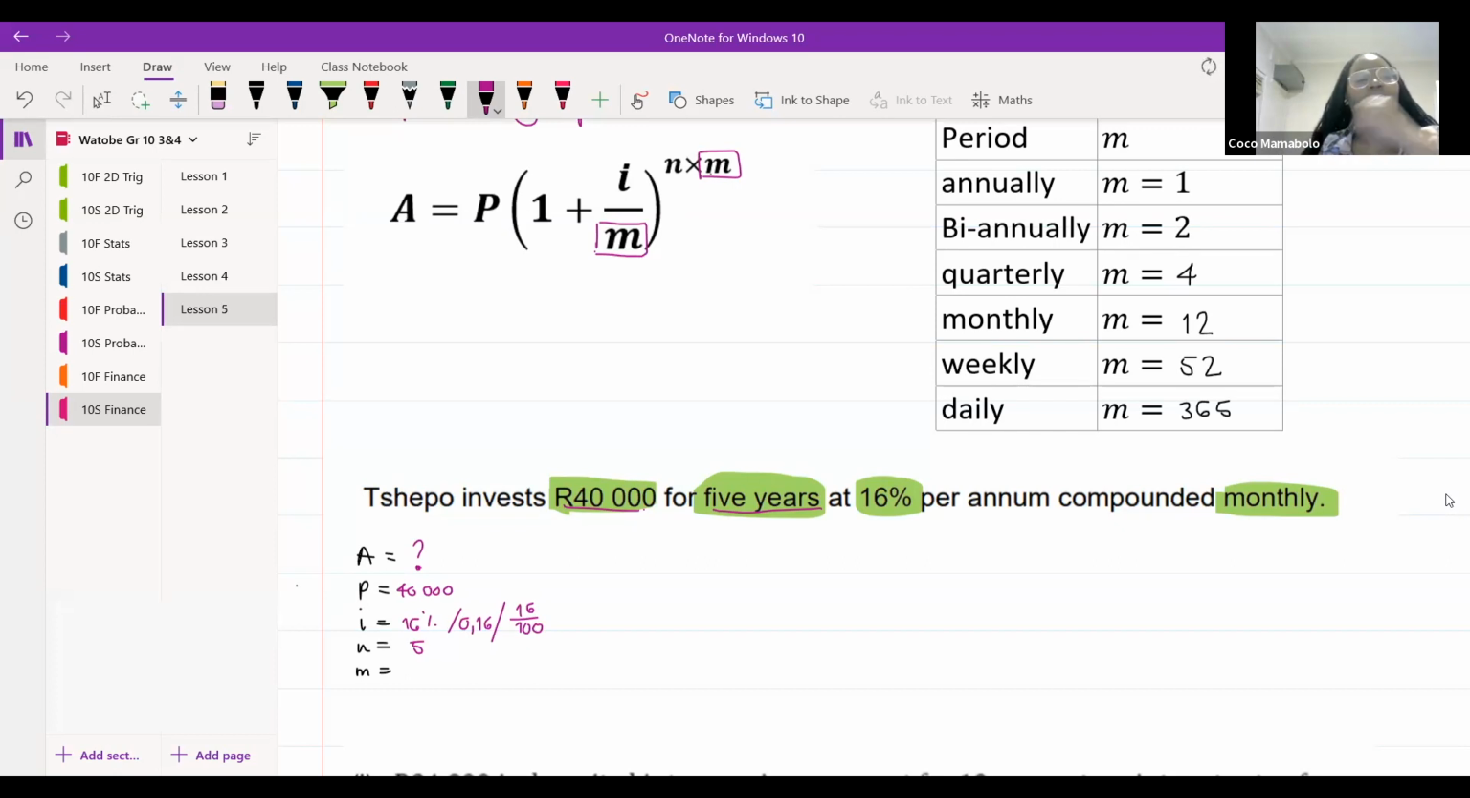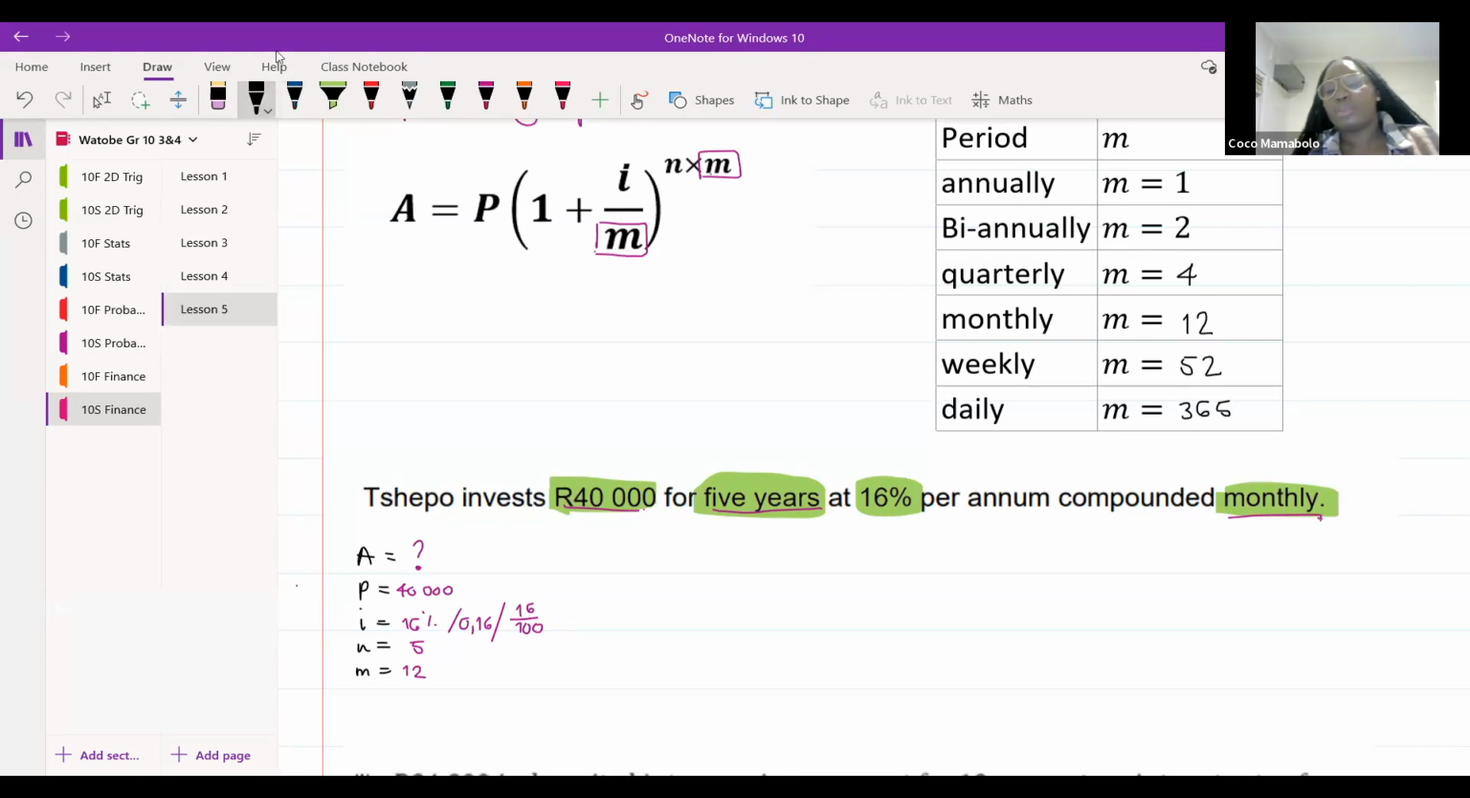Correct. Nyasha, you are on fire today. Yes, 100%. Because it's compounded monthly, we need to find the monthly interest rate. So our M is equal to 12.